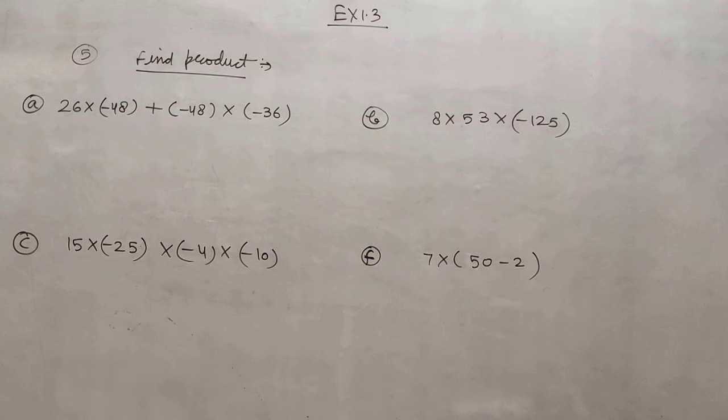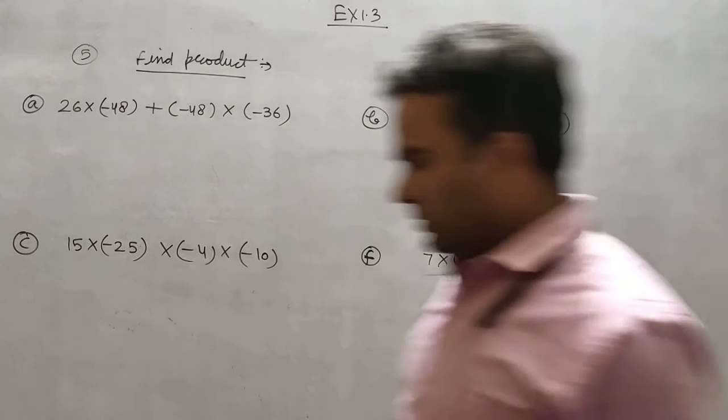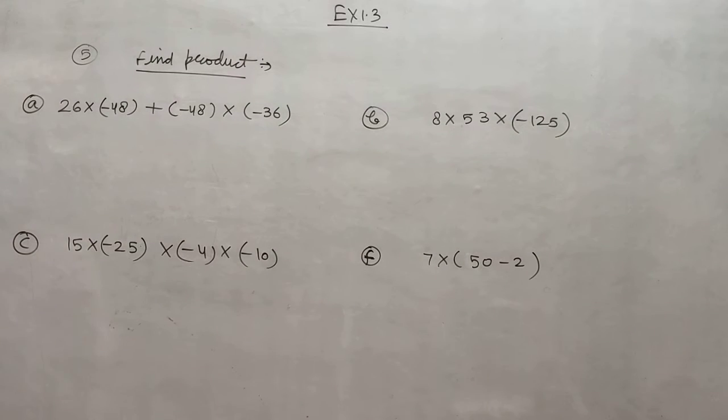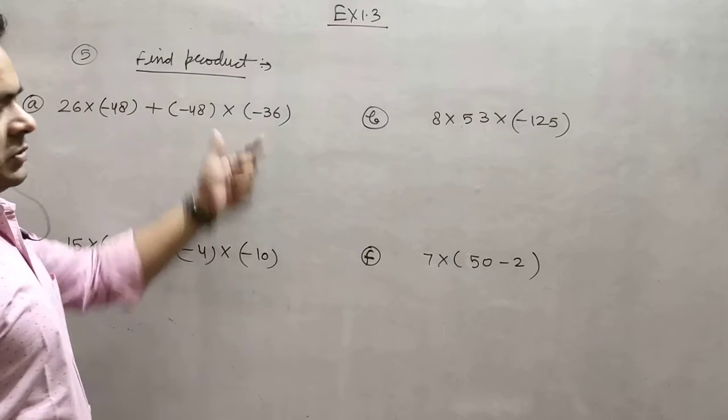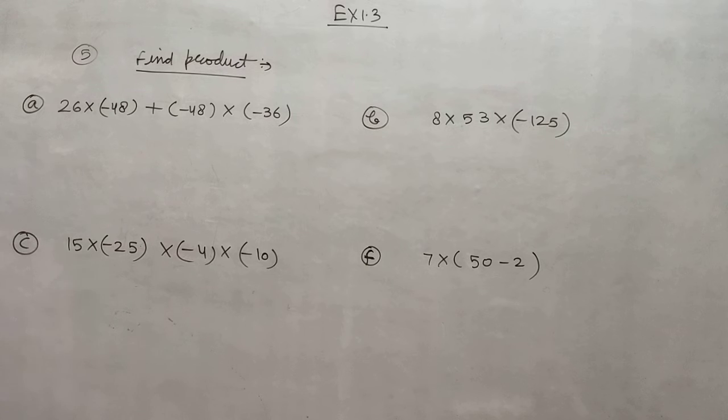Okay, this is question number 5. We have to find the product of these particular parts which I have written here with the help of properties. Definitely, if we multiply these two numbers separately and these two numbers separately, it will take time. That is why we are saying use a property so that your product can be easy.